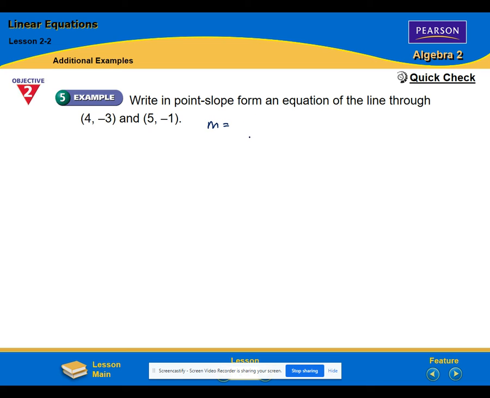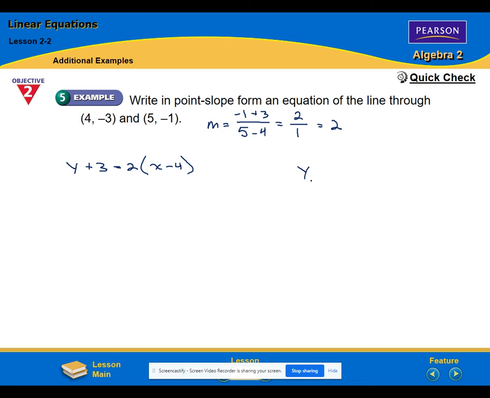-1 minus -3 over 5 minus 4. That would be 2 over 1, or a slope of 2. Now, the question then becomes, which one should I pick? Which of the points should I pick? Answer is it doesn't matter, and I'm going to prove it to you right now. y minus -3 equals 2 times (x minus 4). Okay, that's one answer.